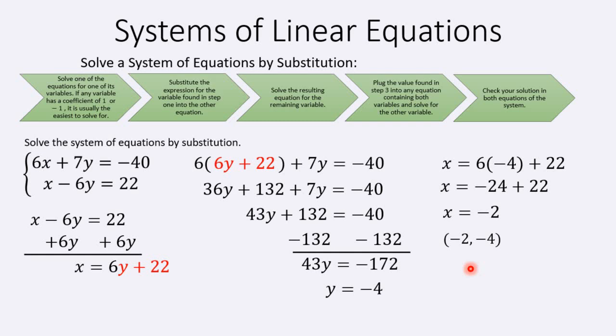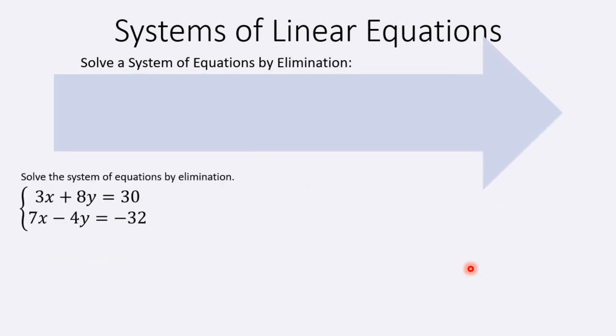The other method that we use to solve a system of equations is called elimination. Let's take a look at an example of solving a system by elimination. You'll notice here, none of these coefficients are 1 or -1. So solving for one of these variables is going to require dividing by either 3, 8, 7, or 4. But there's a second method called elimination that's a little bit easier in this situation.